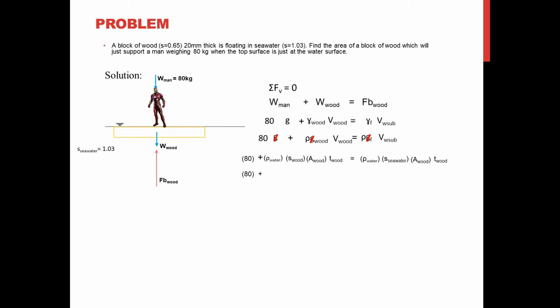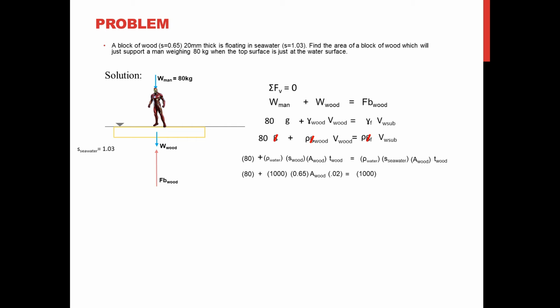So 80 plus, just substitute the rho of water, which is 1000 kilogram per cubic meter. The specific gravity of wood is given, 0.65. The area of wood is unknown. And the thickness of wood is given to be equal to 20 millimeter, or that will be equal to 0.02 meters.